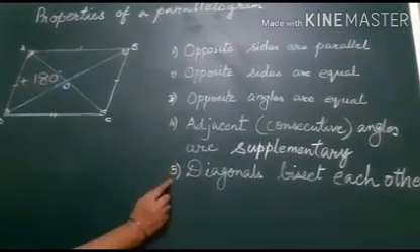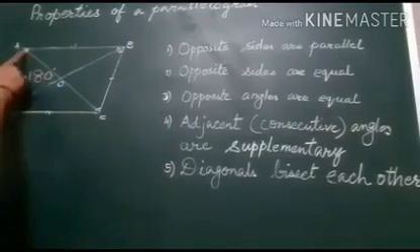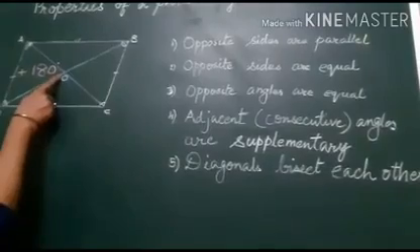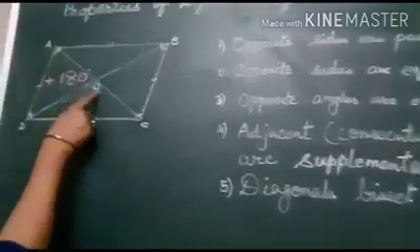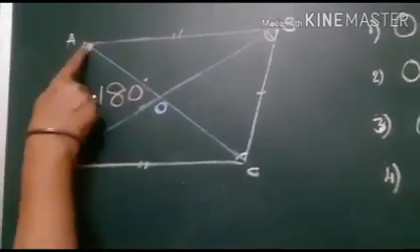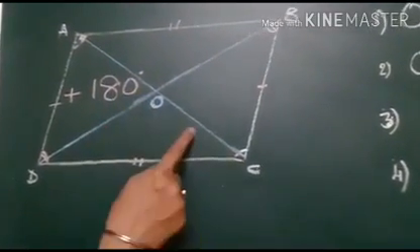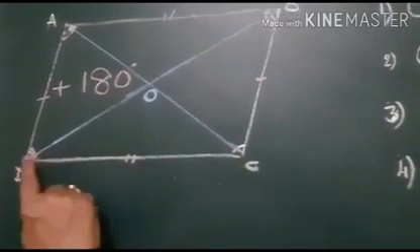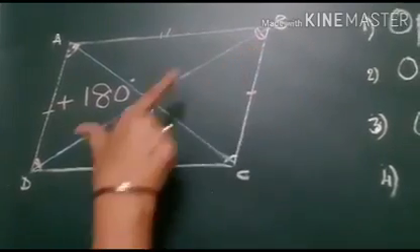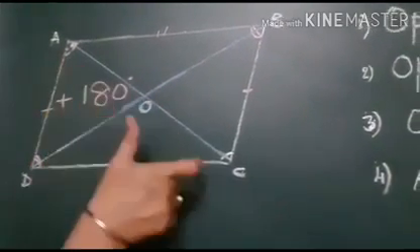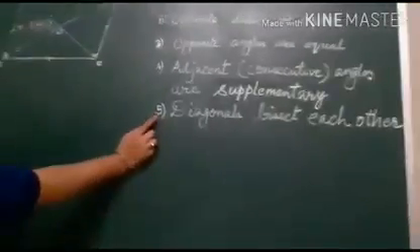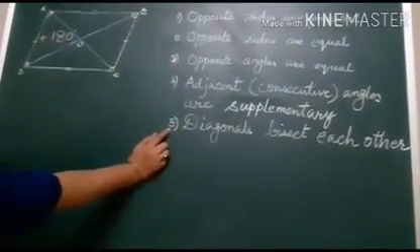And the fifth property is the property of diagonals. AC and BD, these blue lines that you can see here, bisect each other. They intersect each other at O and they are cutting each other in halves. That is, AO and OC are two equal parts of AC. Similarly, DO and OB are two equal parts. OB is equal to OD, AO is equal to OC. That is called bisecting. So the diagonals of a parallelogram bisect each other.